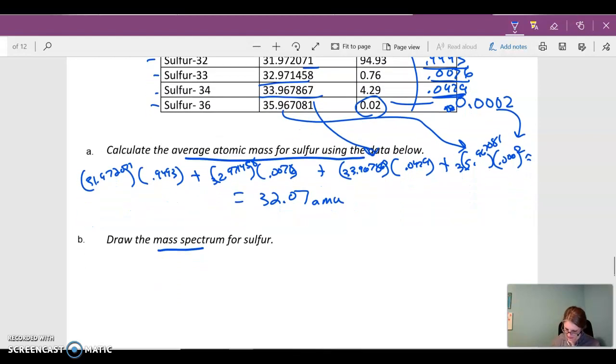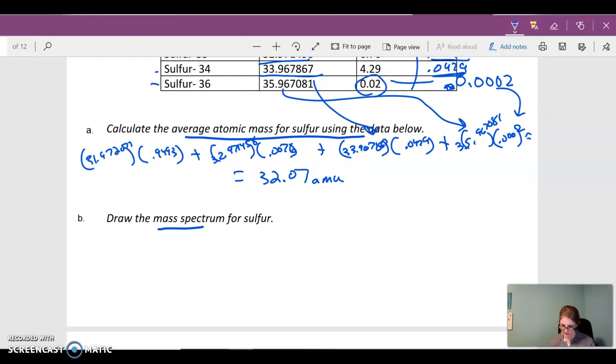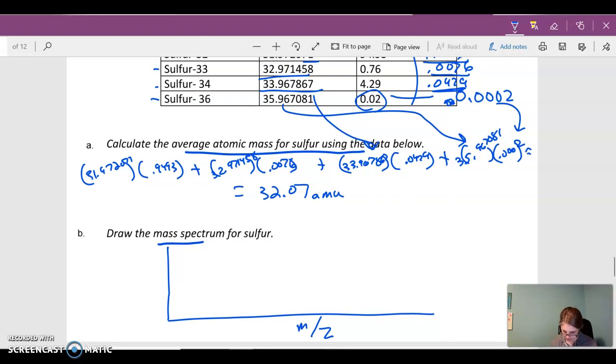All right, now let's kind of go backwards, because we found the percentages for each of them, and we were able to find the average atomic mass. What if we had to make the spectrum? We're just going to do a totally rough sketch. On the bottom, as you remember, it's mass over charge. Now the charge is always going to be a +1, make life easier. So the masses that I'm looking at are all these 31, 32, 33, 35.